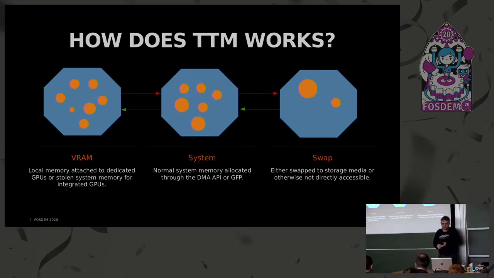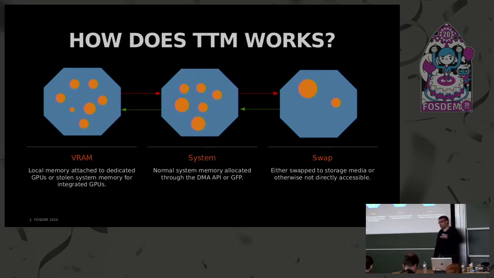And in the swap domain, that's what's not directly accessible by the GPU, but still backed by system memory. So the CPU could write and read from it, but not the GPU anymore. And stuff in the swap domain can, in theory, also be swapped out to disk if necessary. Those orange dots here are buffer objects which are allocated and then backed by memory in the different domains.